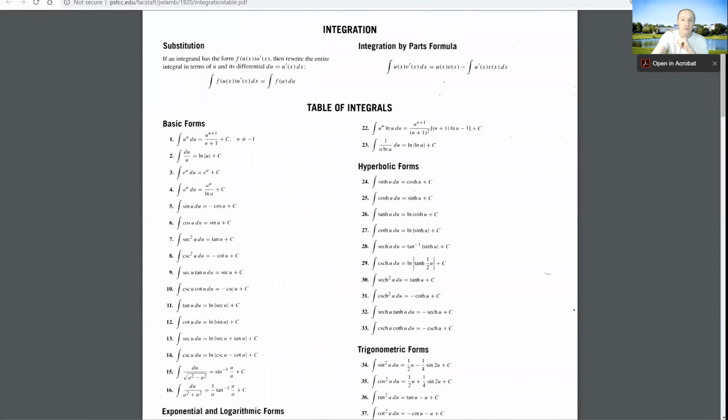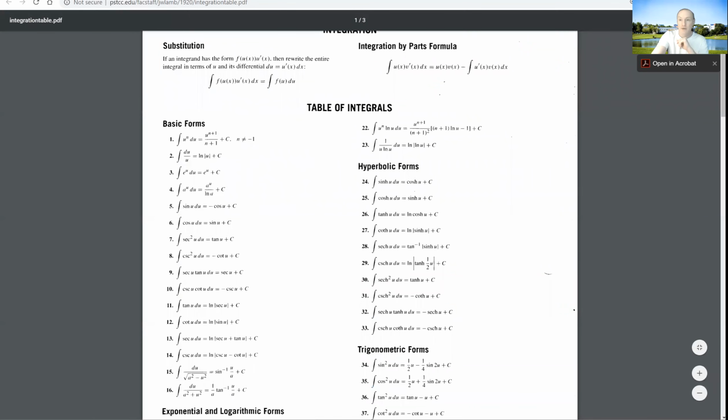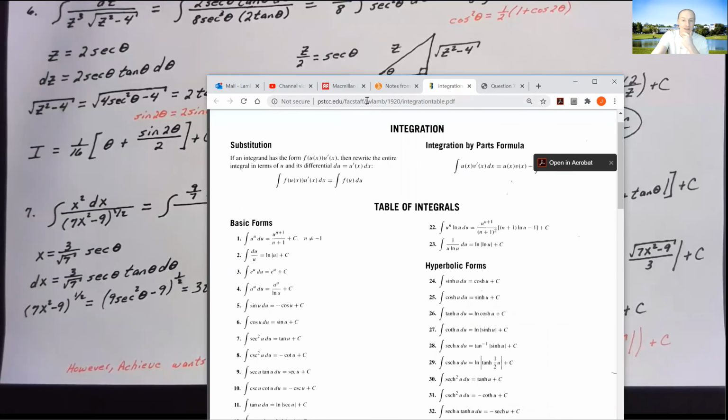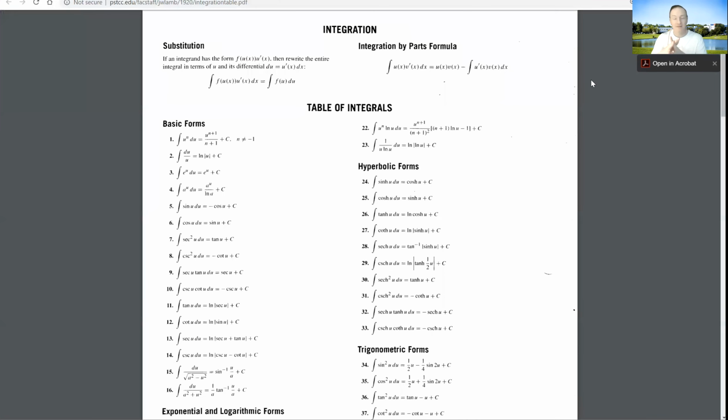You could also just, I'll show you the address here. It's a pretty simple address. It's off of my faculty webpage. It's psdcc.edu, FactStaff, JWLAM. It's my 1920 content, and it's the integration table. It's actually not as easy of a web address as I thought, but still, it's there. So it's posted online. All it is, it's the back part of your book that has the integration table. So if you don't even want to look at this, just flip to the back of your book, or if you have the paperback loose leaf version, it's at the end of all of your content there. You should see some pages at the end that have this content in there.